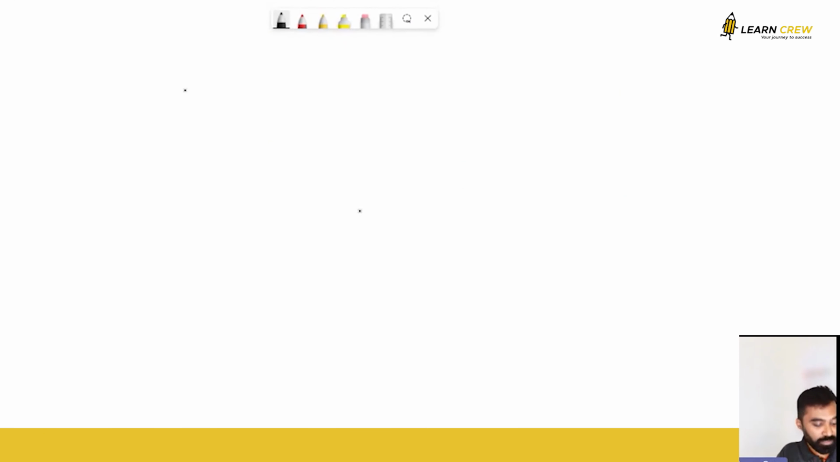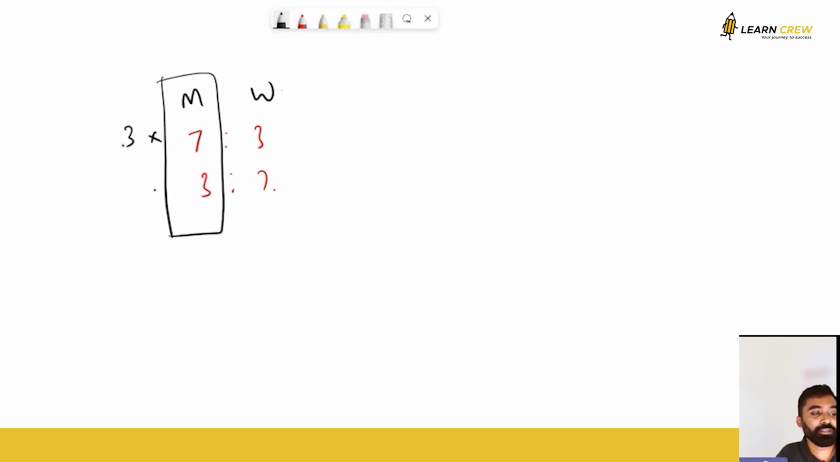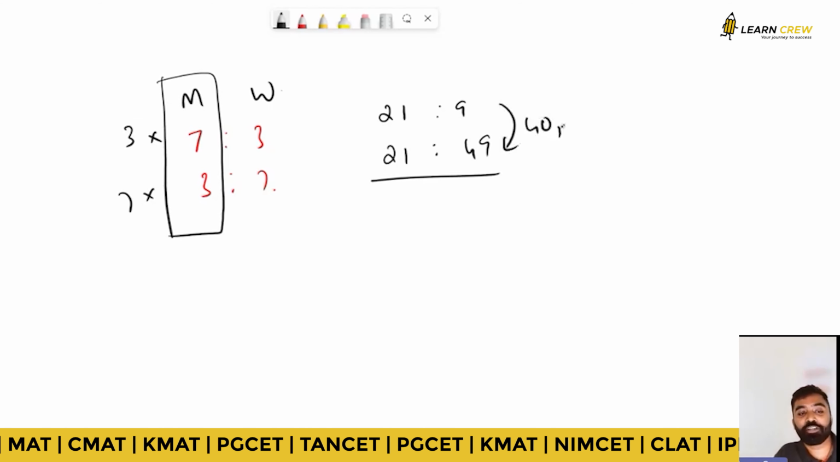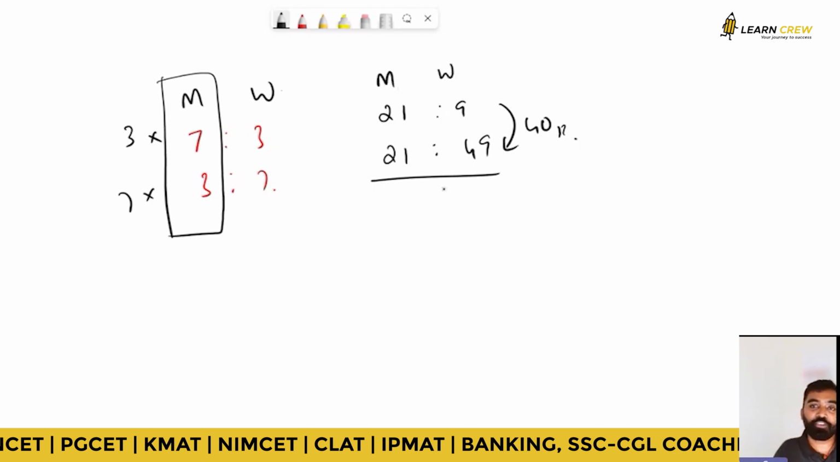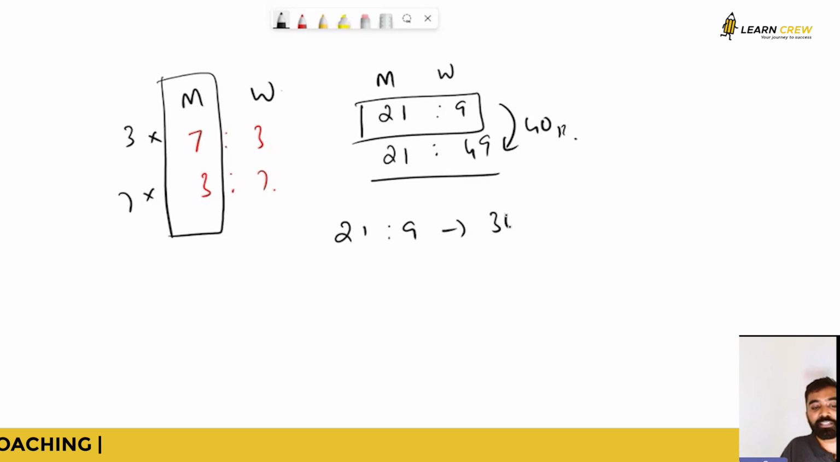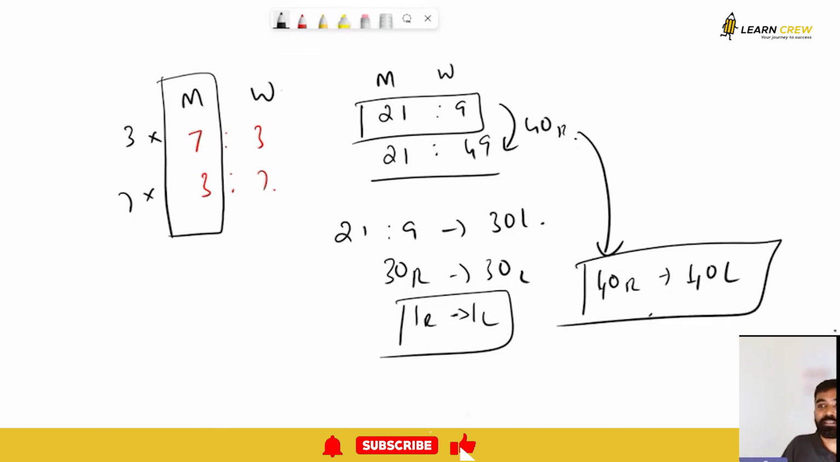How, sir? Okay, you're having milk and water. What's the initial ratio? What's the change in ratio? 3:7. Which is constant? Is the milk ratio same? I need to multiply this by 3, multiply this by 7. The new ratio becomes 21:9, 21:49, right? What is the change in water? 40 ratio, right? If this is 40 ratio, the initial ratio 21:9 is corresponding to 30 liters. So 30 ratio corresponds to 30 liters, or 1 ratio corresponds to a single liter. So 40 ratio corresponds to 40 liters. Fine, online, clear?